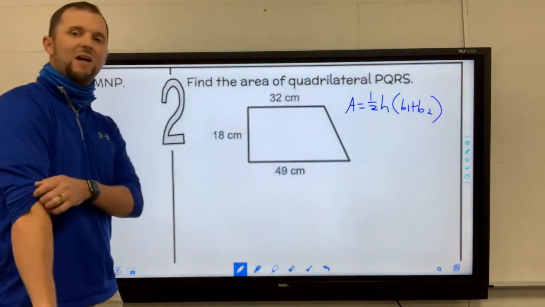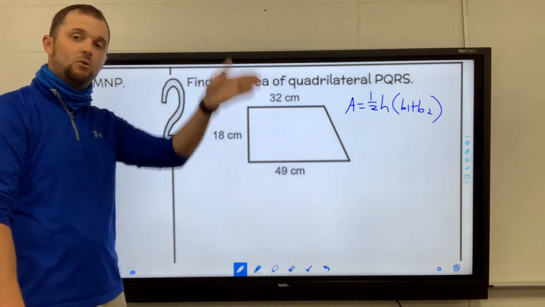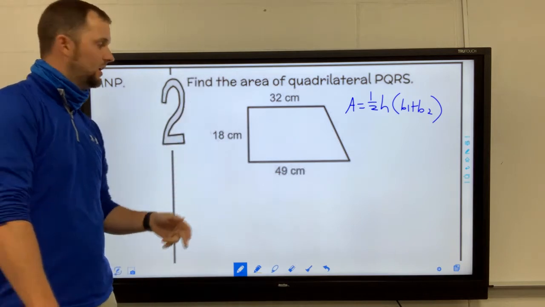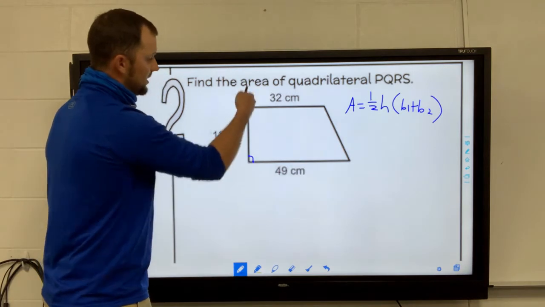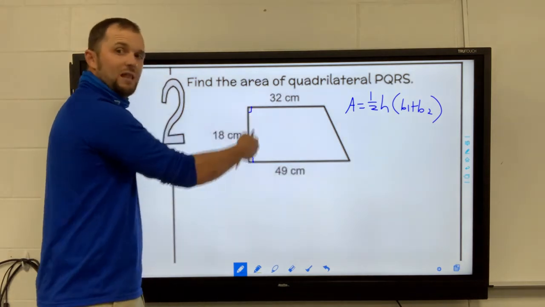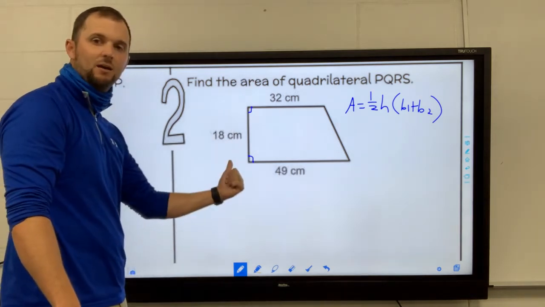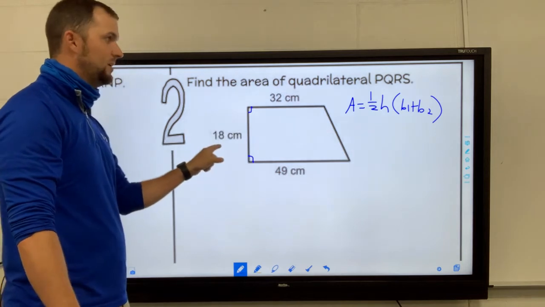So right now I know the height of the trapezoid is going to be the 90-degree line from the top base to the bottom base, or vice versa. If you look, this is 90 degrees and this is 90 degrees. So this is the 90-degree line from the top base to the bottom base. That makes 18 your height here. It's not slanted, it's the 90-degree height here. So that's going to be your height.